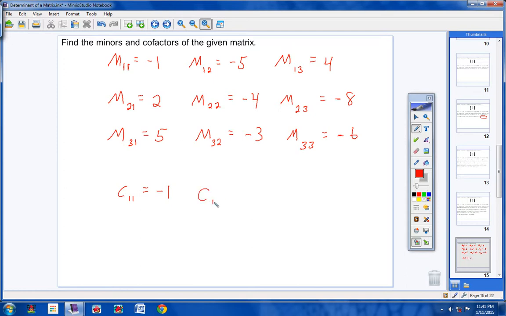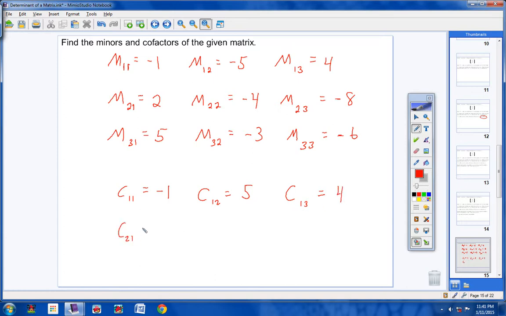Now cofactor 12, if you add these together and they're odd, 1 plus 2 is 3, then you change the sign of this. So it's a negative 5, I'm going to put a positive 5. Okay, now come over here. Same thing over here for my minor, I'm going to put cofactor 13. If you add 1 plus 3, it's a positive number. So because it's positive, you do not change the sign of this. So we leave it 4.